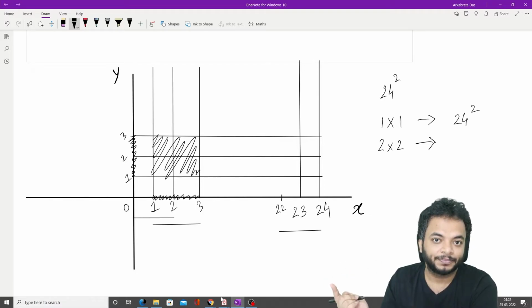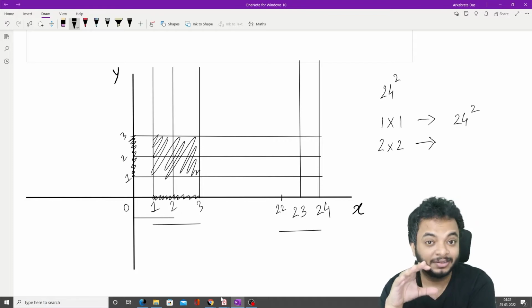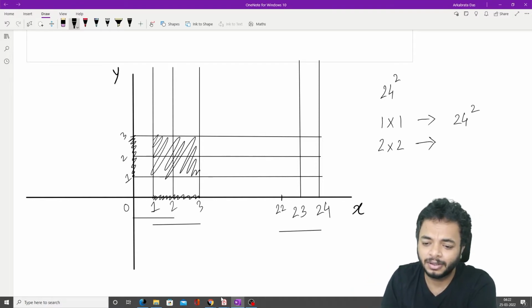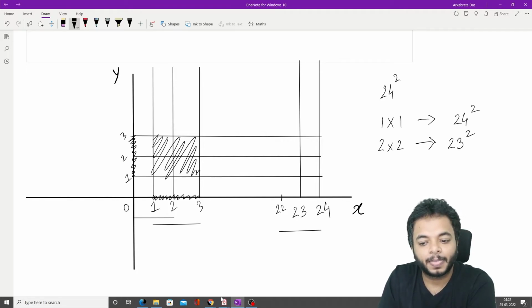Okay, so that means 23 such sides you are getting on the x-axis, and each side when combined with one of the 23 sides on the y-axis will give you a square of dimension 2 cross 2. So we are having 23 squares of dimension 2 cross 2.